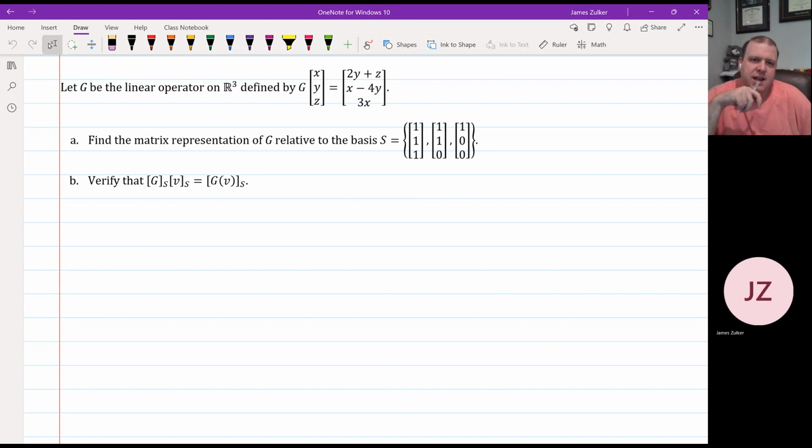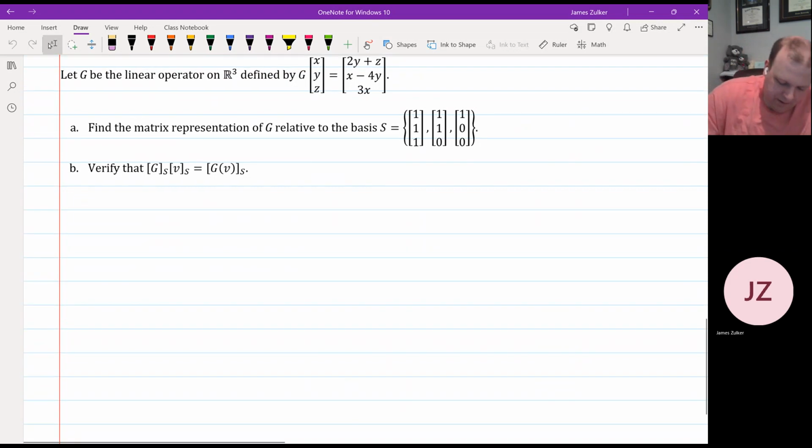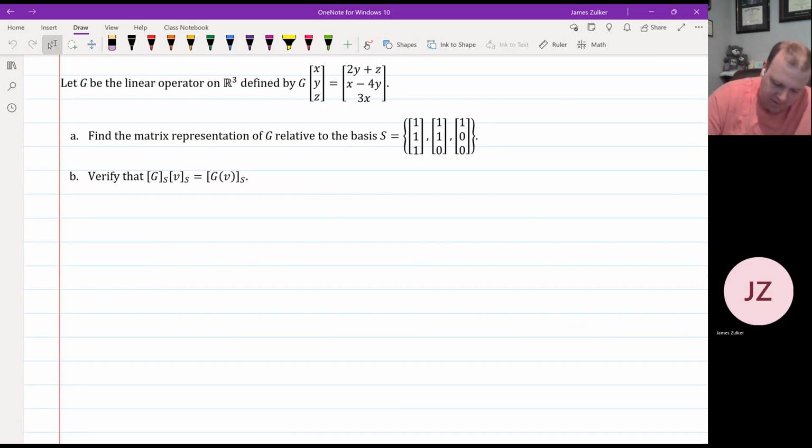We want to do the same thing, but now we have a different operator and a different basis. So we start the same way: transform each of the basis elements and then write them as linear combinations.